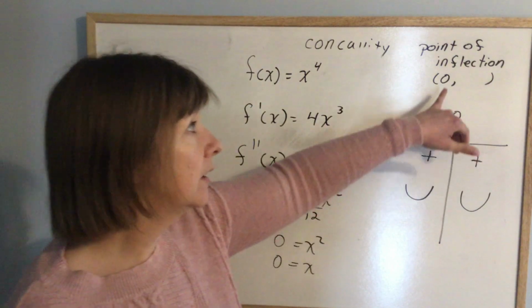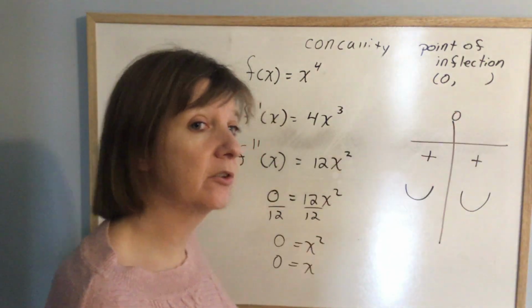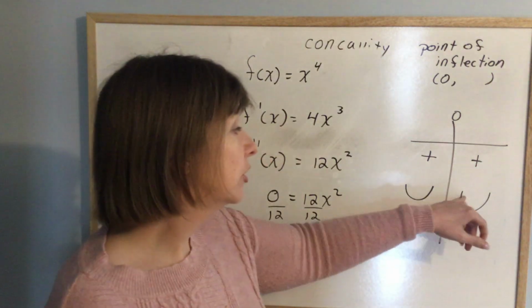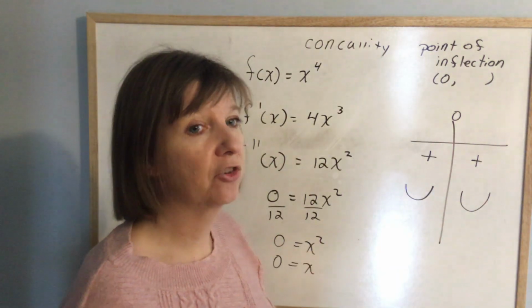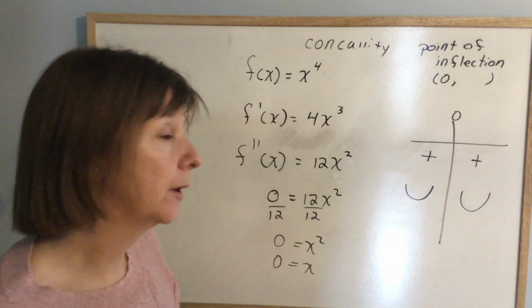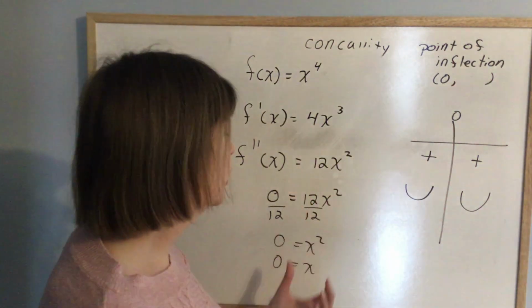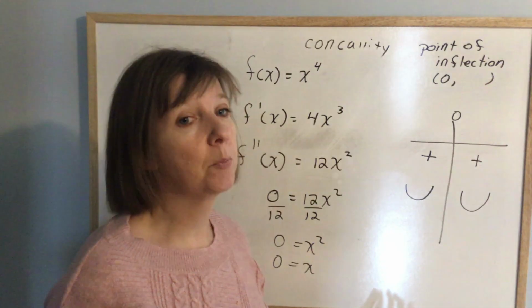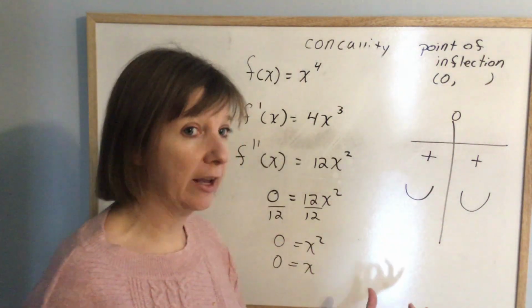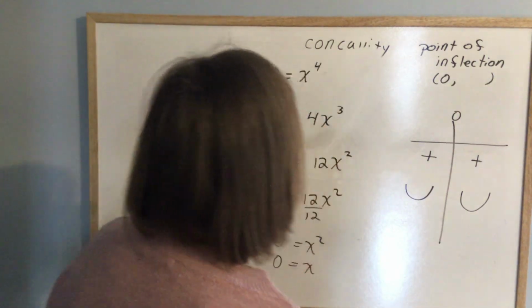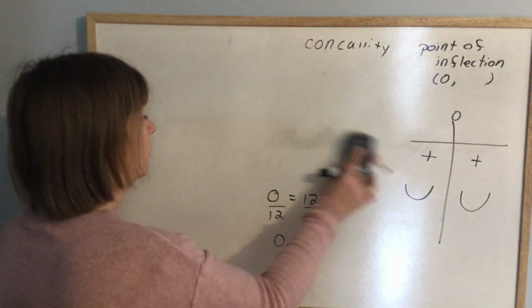So while it looked like I had a potential point of inflection there, a point where it changed, it actually doesn't change. It actually stays the same. All right, so their point is that it could look like you potentially have a point of inflection, but you really need to check it and see, because it isn't always. So example number 2.